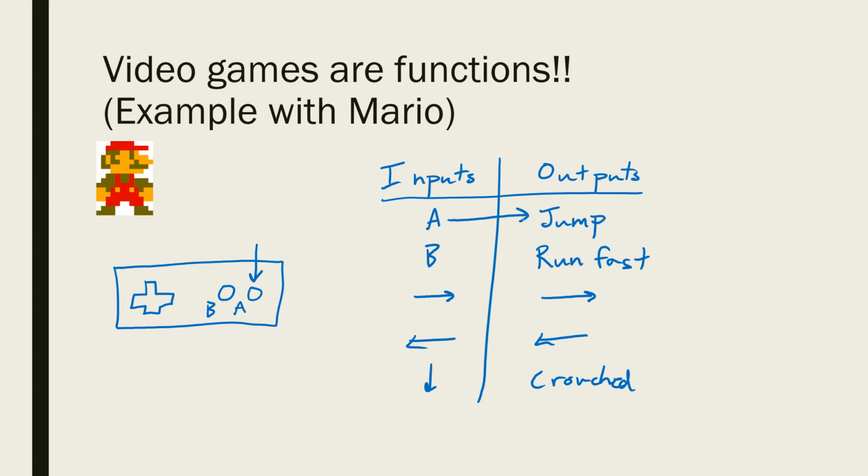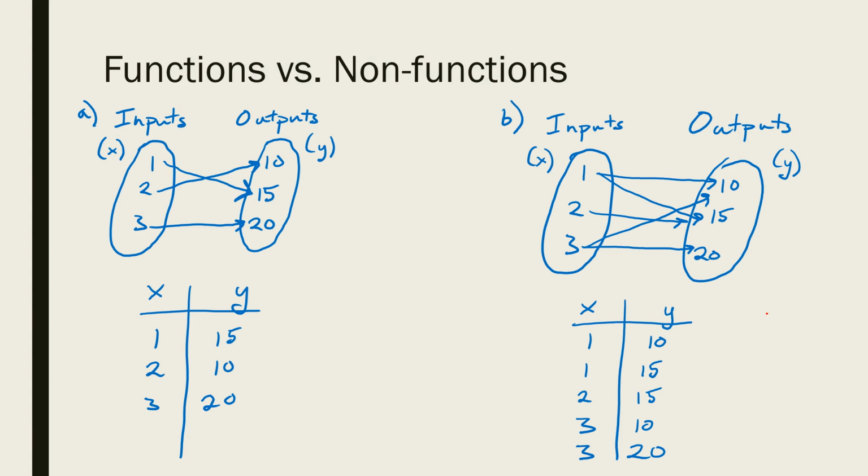And think about video games. You don't want your button to do two things at once. You want it to do just one thing. Each button should do just one thing. So here are some examples of that in a math context. Let's take a look at example number A first.